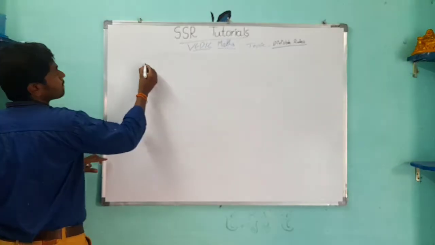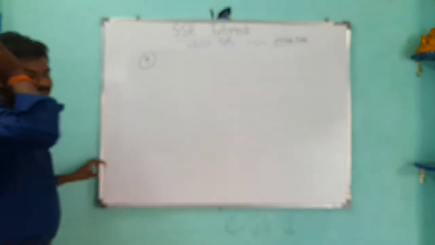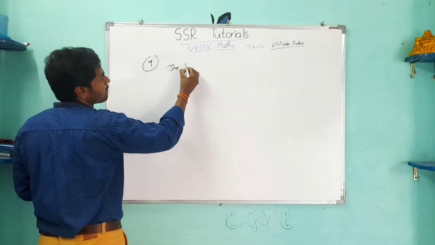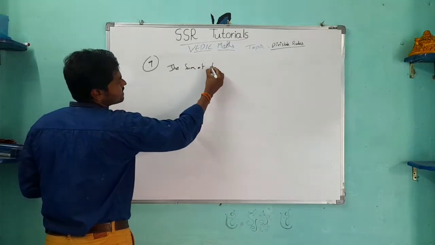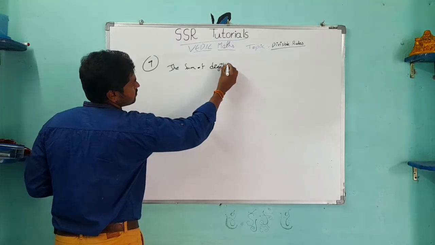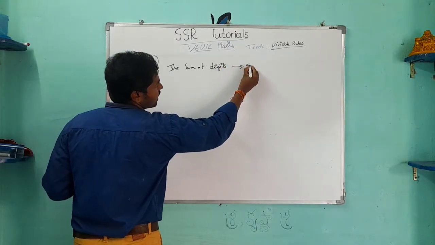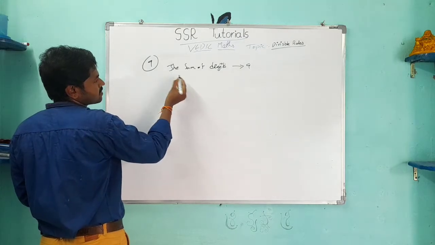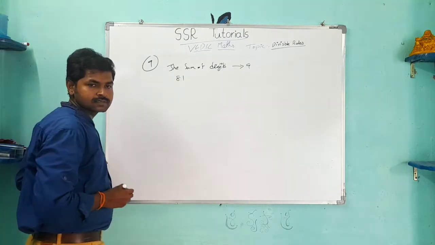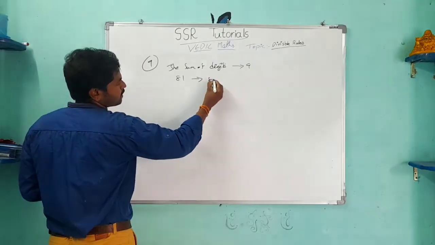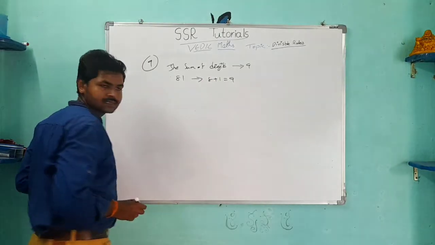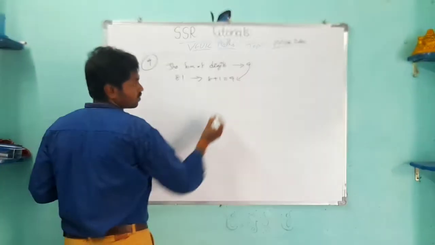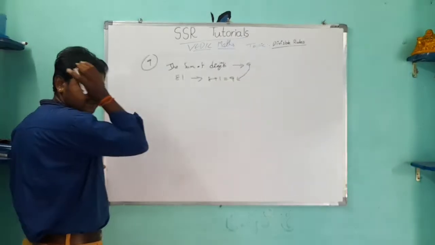Next, divisibility by 9. Simply, the sum of digits is divisible by 9. Example, what is that? 81. 8 plus 1 is equal to 9. So 9 is a factor of 9, so it is divisible by 81.